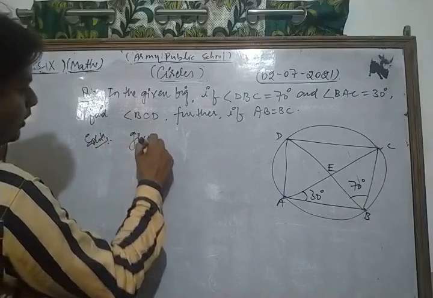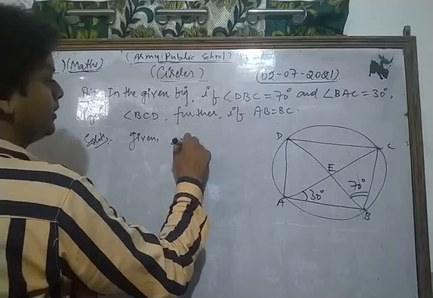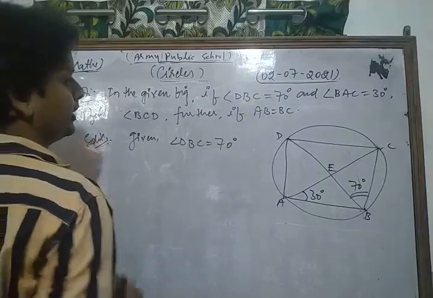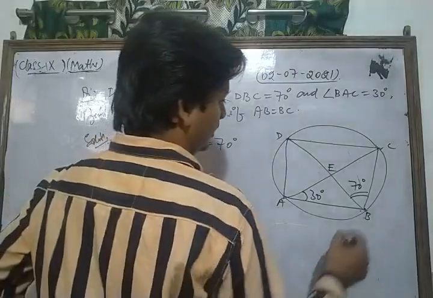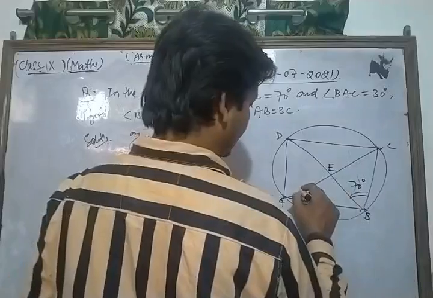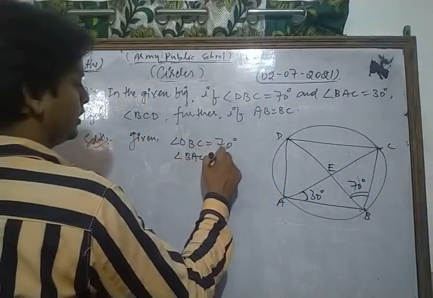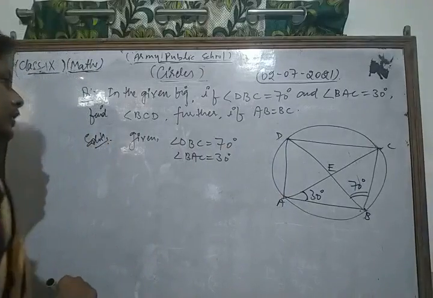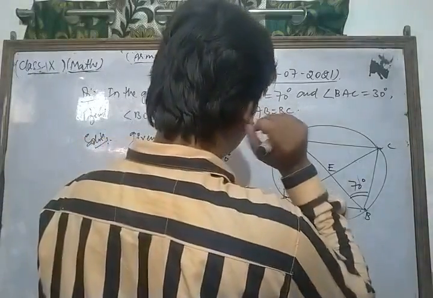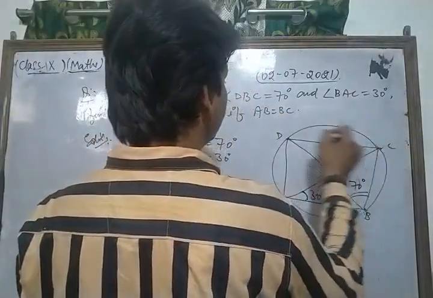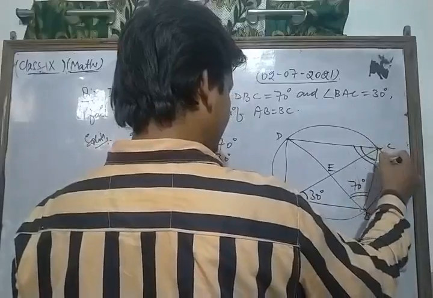Given that, what is given? Angle DBC is given as 70 degrees, and for triangle BAC, angle BAC is 30 degrees. Now we find angle BCD.